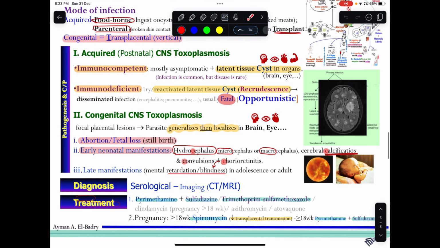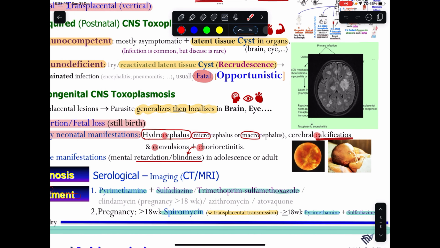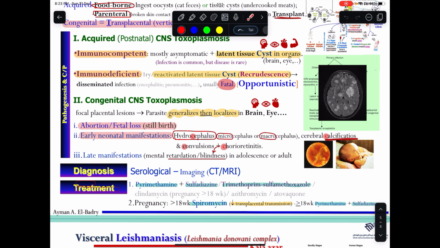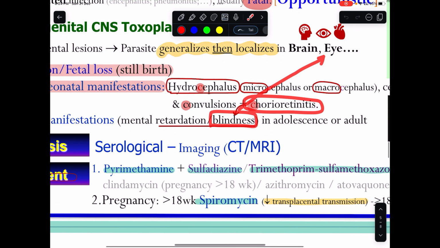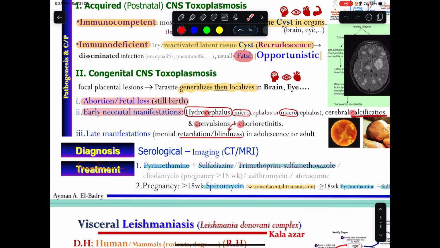So the brain and the eye. Don't forget this baby over here. These are the early manifestations. But we also have late manifestations. So this could occur either not in babies, so either in adolescents or adults. So they're late manifestations. So this person's development will also be late. So they have mental retardation and blindness. And now again, eye, chorioretinitis, they could have blindness.